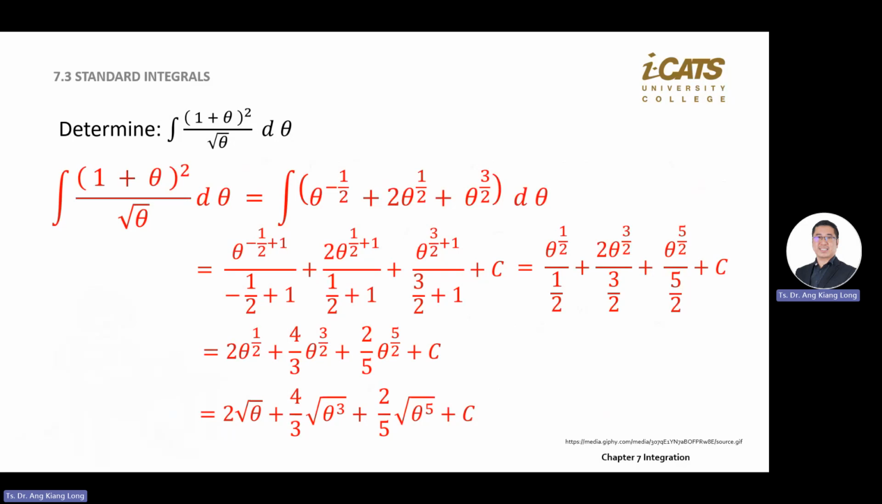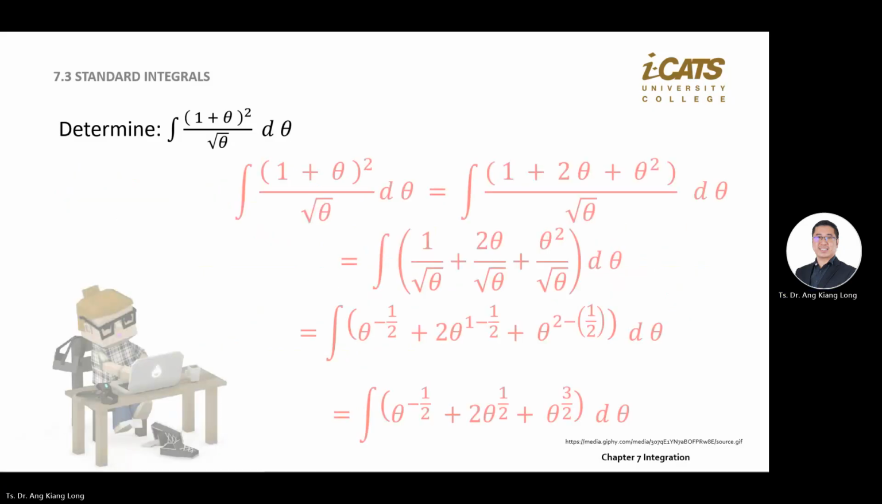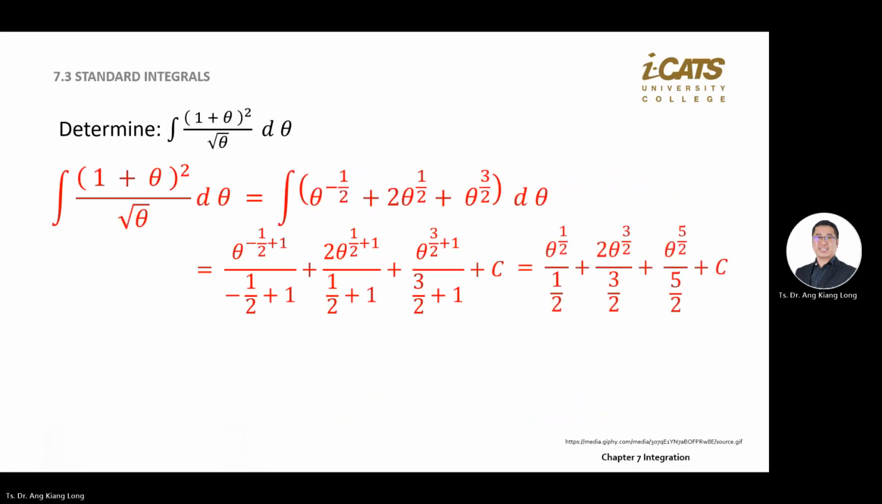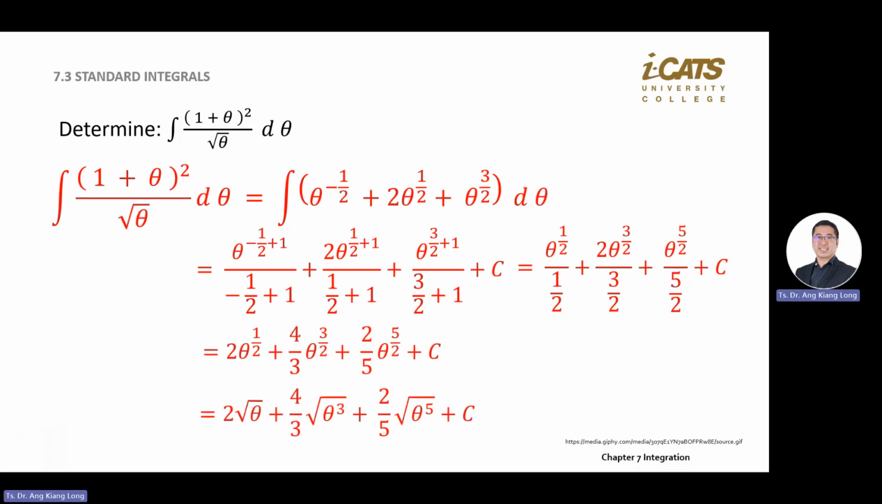When you get from here to here, then the rest you break into 3. So this one is this one, this one is this one, this one is this one. So this will be the answer.